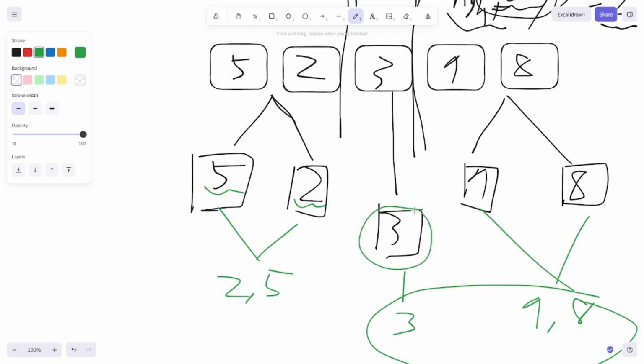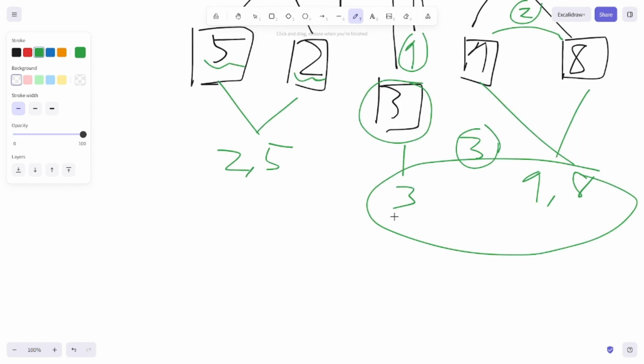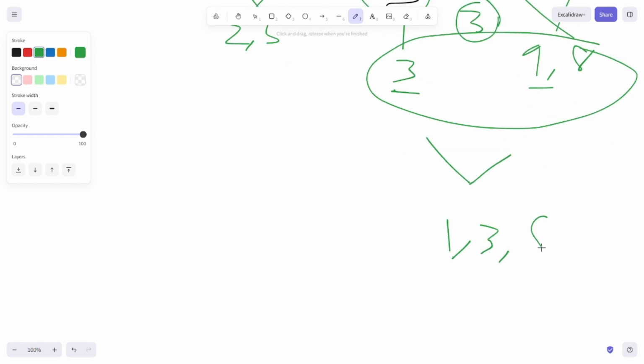So we already did 3. We first did this part, and now we did these 2 parts. We're going to do the left side first, the right side next, and now we're going to basically try and merge these 2 parts. So between 3 and 1, 1 is way smaller. So it's going to be 1, 3, and 8.